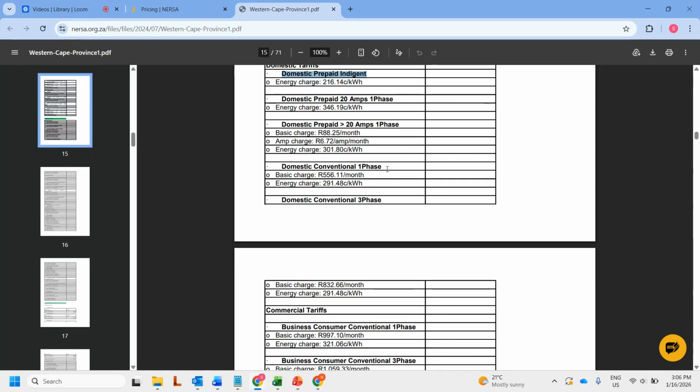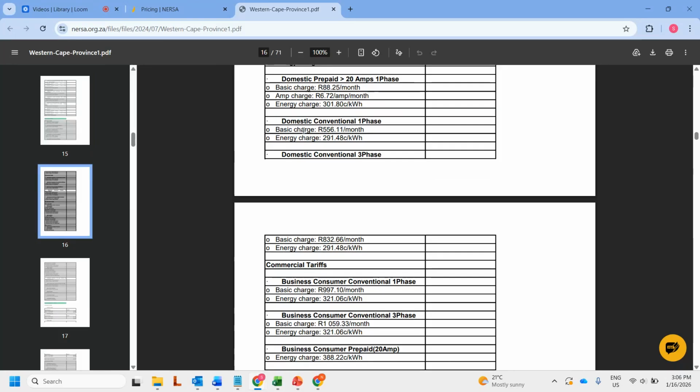Okay, so now we'll look at another example here. For domestic conventional customers, you can see this municipality has two different tariffs for domestic conventional. Again, we can select the one that has the most customers. So say most of the customers that are on the domestic conventional tariff are a three-phase connection, then we use this one over here.